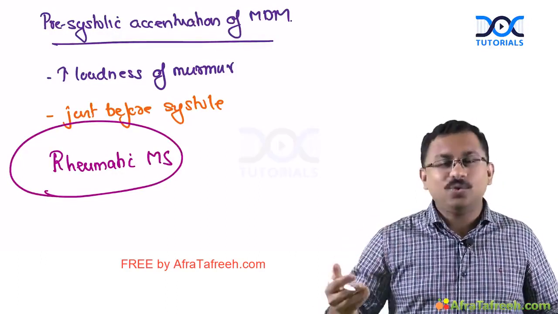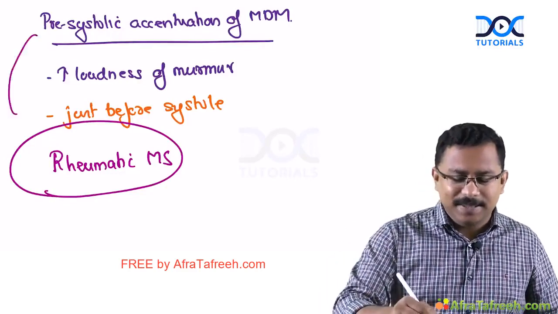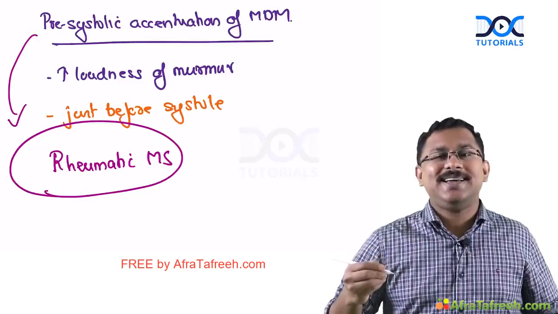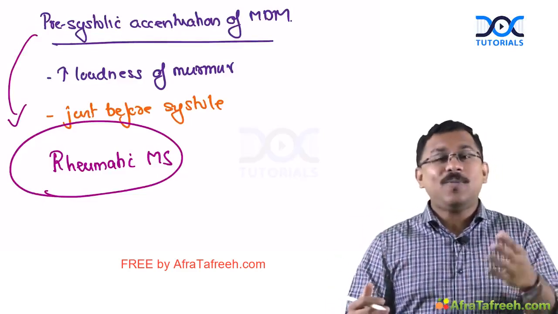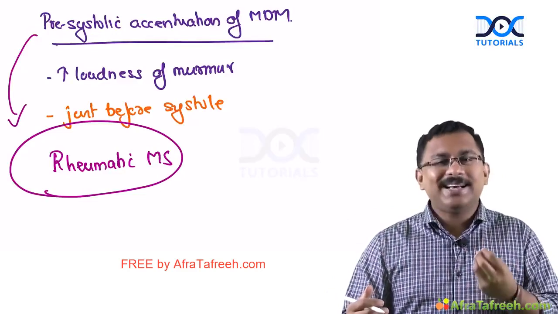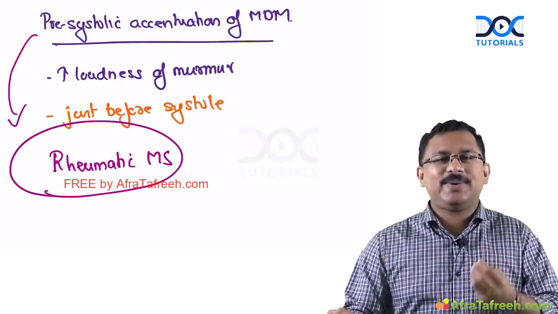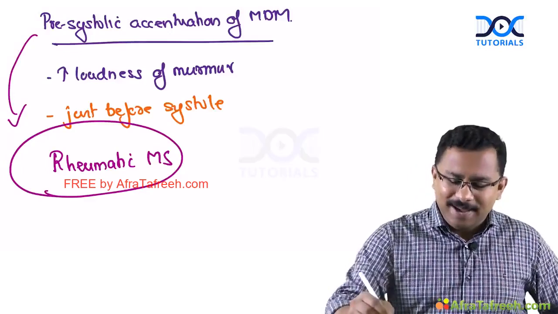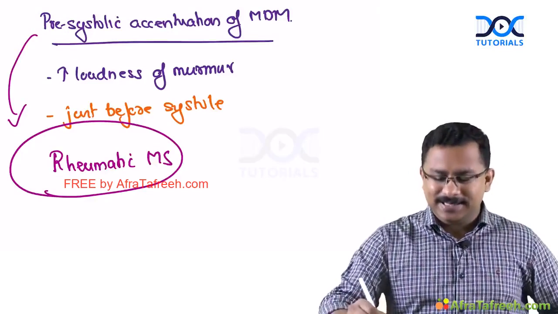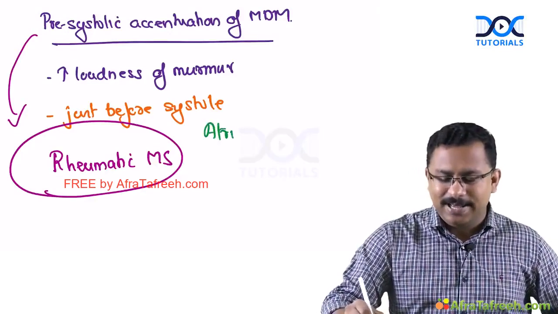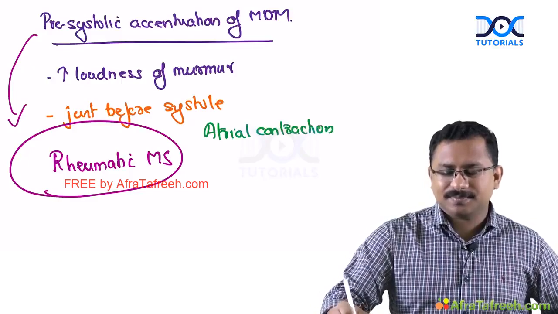This is not common in other causes of MDM. We'll soon see what the other causes of MDM are, but please understand the pre-systolic accentuation is a feature of rheumatic MS. Now you might ask me, why does this pre-systolic accentuation happen? Well, it happens because of atrial contraction.